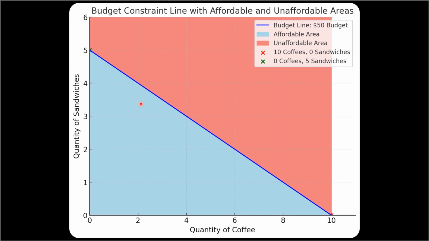But according to consumer theory, she must spend all her money, so the optimal combination would be located on this budget line, where she will exhaust all her $50 budget. So in other words, the red zone is unaffordable, the blue zone is affordable, and all combinations located directly on the budget line are also affordable.